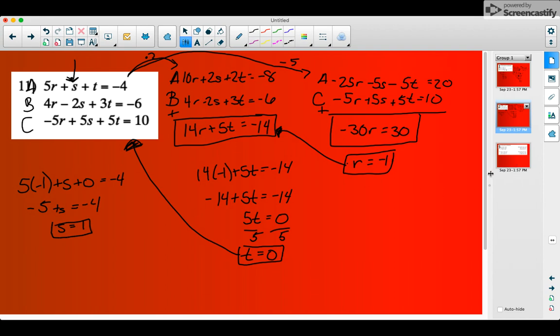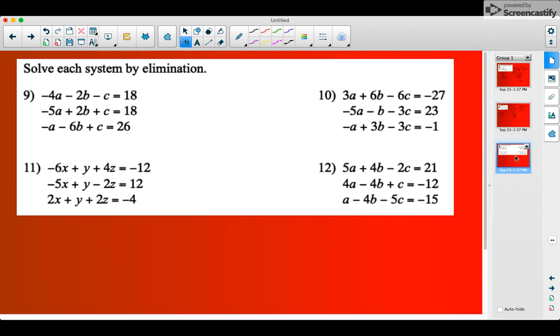All right, so on your homework over here, we need to find out some solutions. So you may have noticed in the first set of equations here that A and B, if you added them, or I'm sorry, B and C, if you added them, would have canceled out right away.